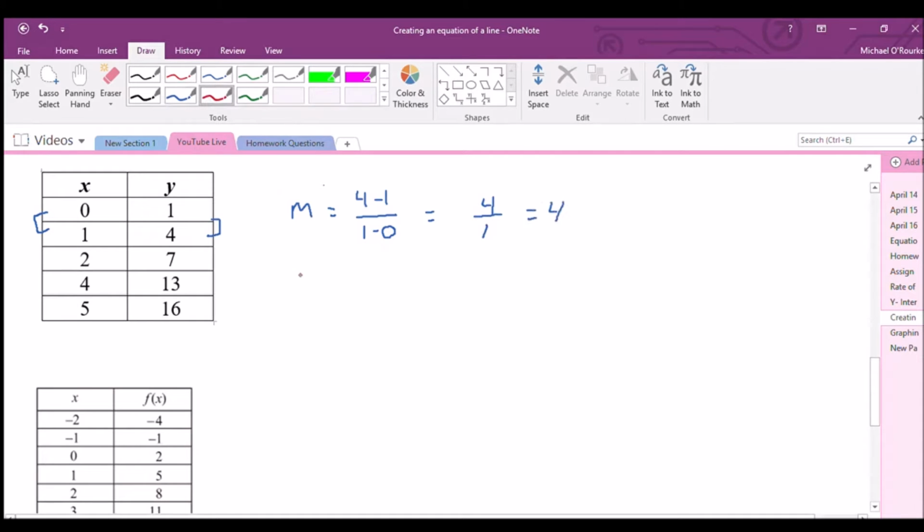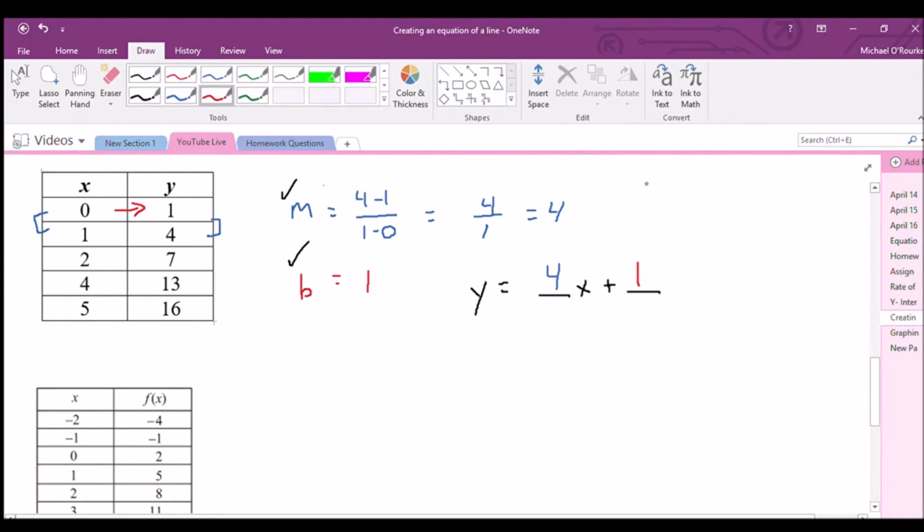Then for my b, I look for when x is 0. X is 0, therefore my b is 1. So I have my m, I have my b, therefore I can go and put it in my equation. So let's fill in my numbers. I put a 4 there, and I put a 1 right here, and there's my equation: y equals 4x plus 1.